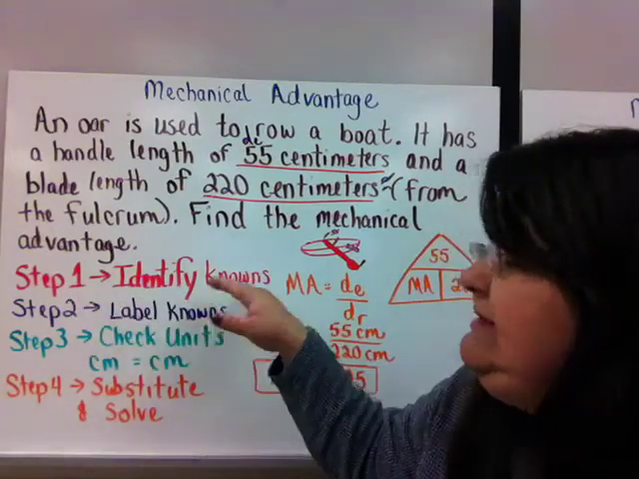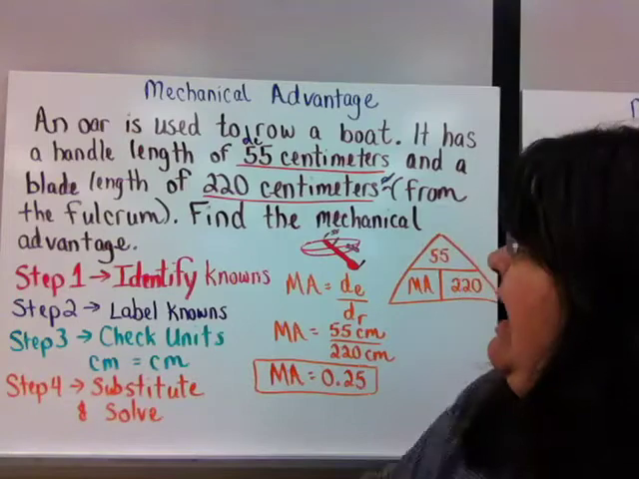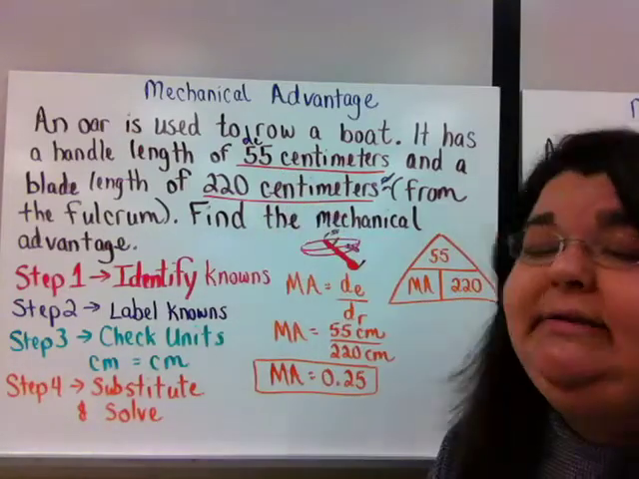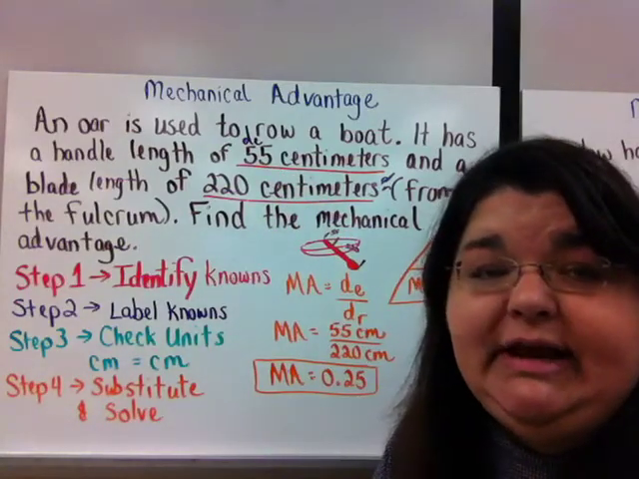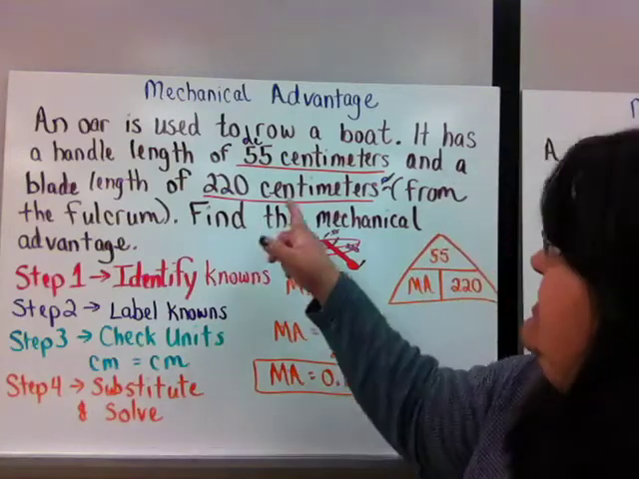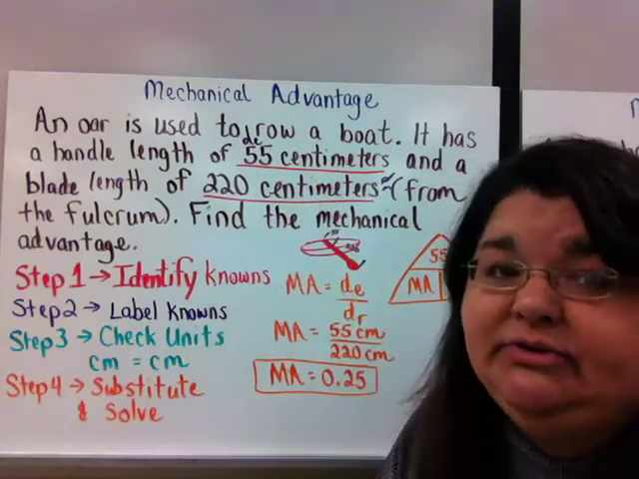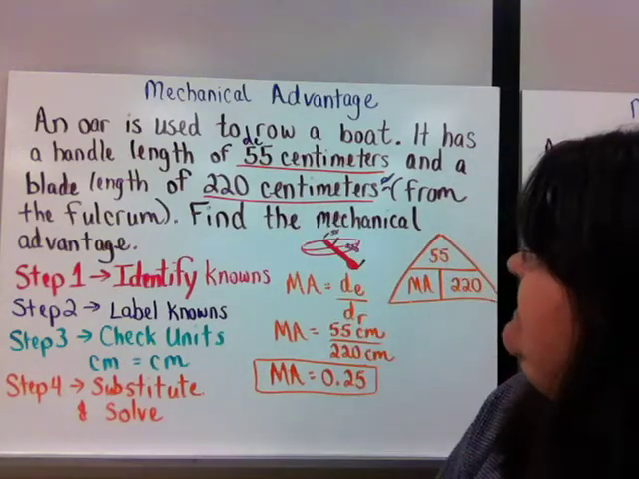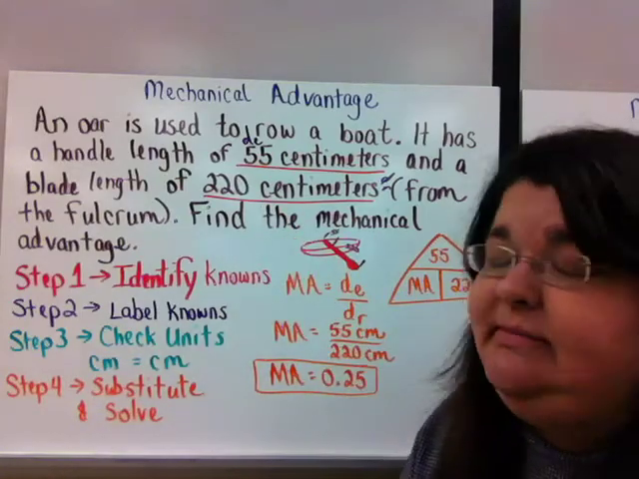On step 1, it says identify the knowns. I come up here and I underline the values that I know, the numerical values. Notice I always include the unit when I underline. So I have 55 centimeters and I have 220 centimeters.